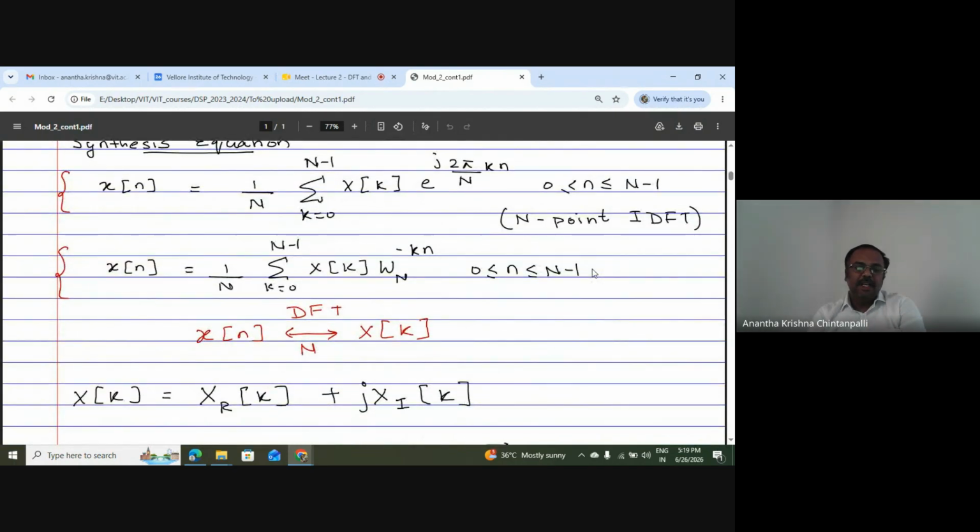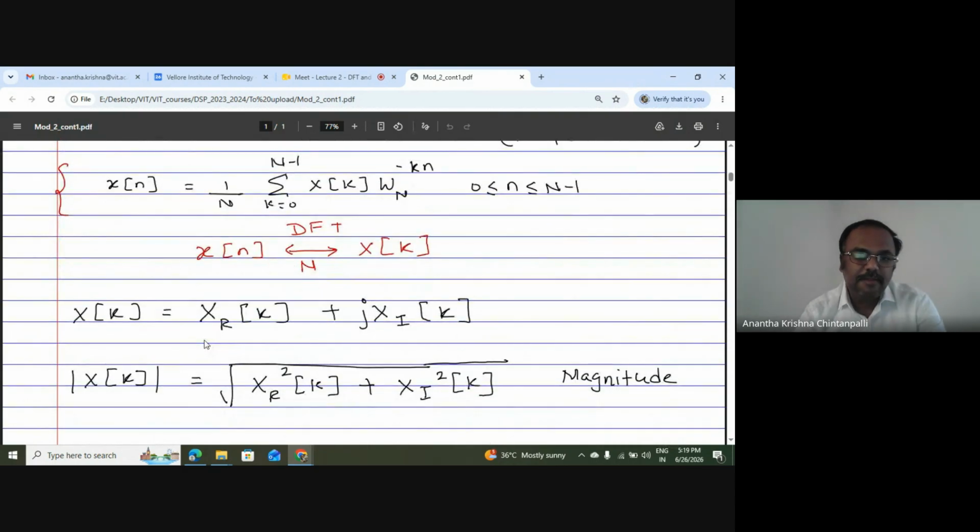So, in other words, we have an N-point DFT pair, which is x of n. If I take an N-point DFT, then I get X of k. With X of k, if I take the N-point inverse discrete Fourier transform, I get x of n.